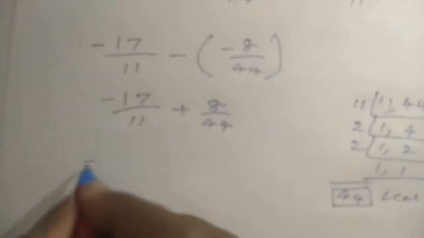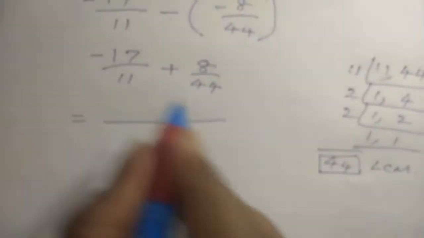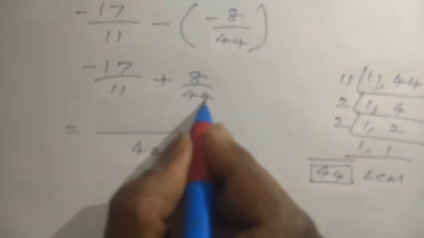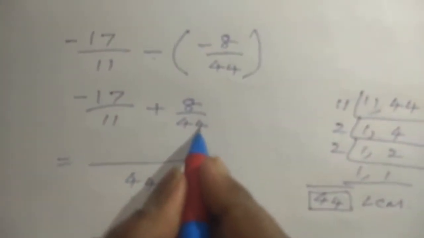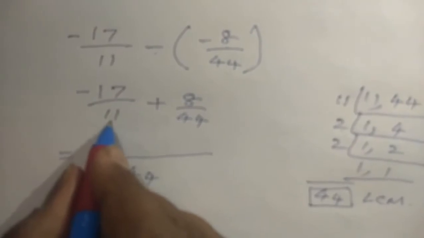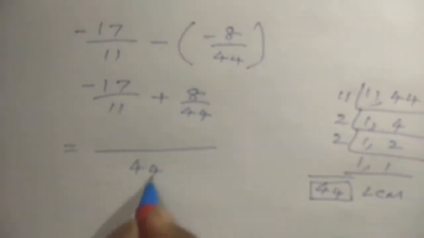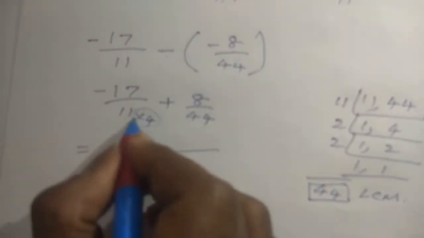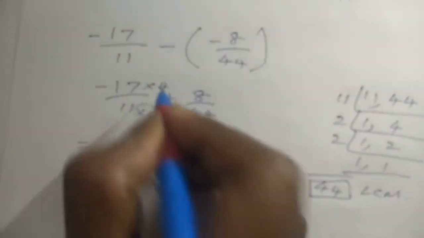So we go for the addition of the two fractions. So here 44 is the LCM. Already 44 is present here, so we don't want to multiply anything here. But here we are having the denominator as 11. So you have to multiply by 4, right? So we are multiplying by 4 in the denominator. So you have to multiply the numerator also with 4.